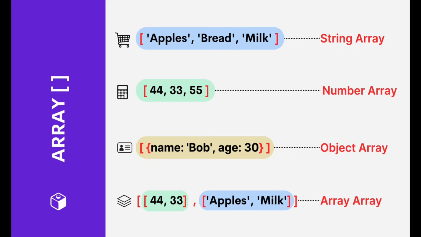These items could be numbers, strings, objects, or even arrays. Consider a grocery list. Apples, bread, milk is a string array that stores strings. A number array is a list of numbers. An object array is a list of objects. Here, there's just one object inside, which stores name and age properties or keys inside. We can also have an array, which is a list of arrays. In this example, we have one number array and a string array stored in our array.